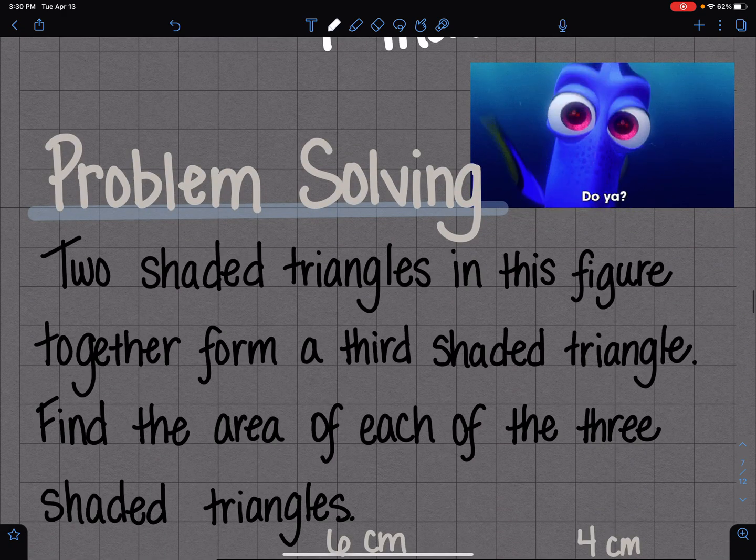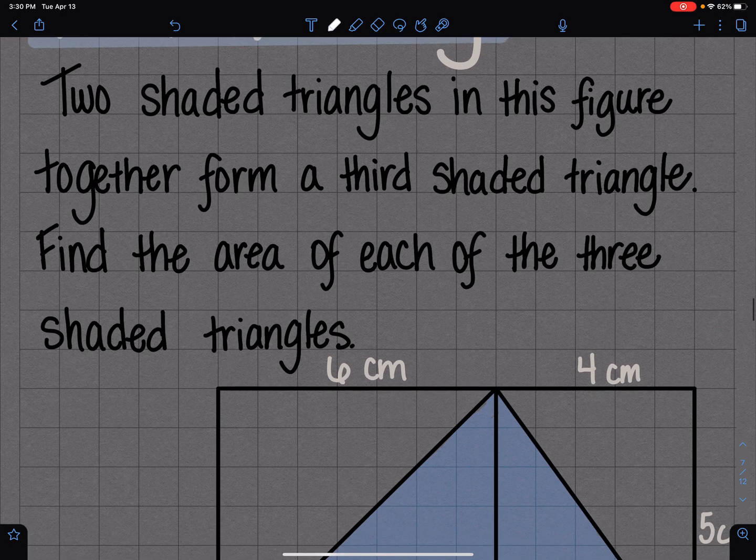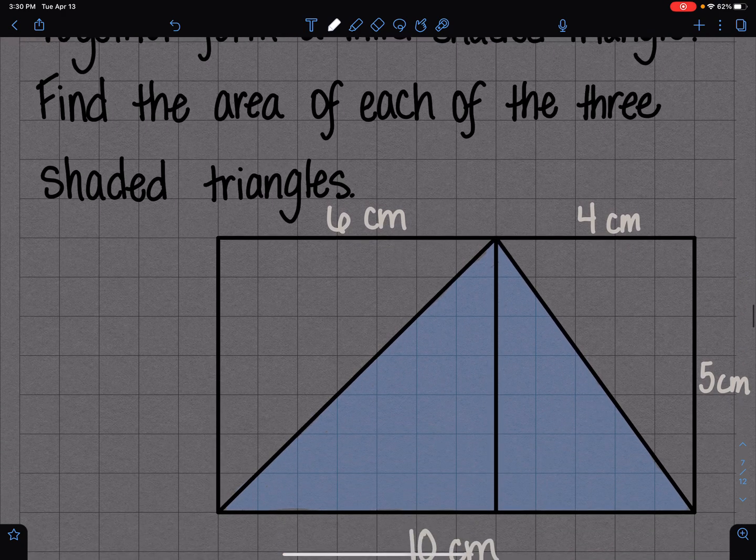Okay, now problem solving. I changed it up a little. Instead of Houston, do you have a problem? Here's Dory saying, you got a problem, buddy? Do ya? Do ya? Do ya? Remember that?